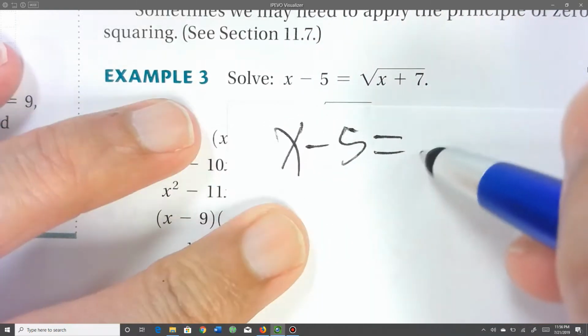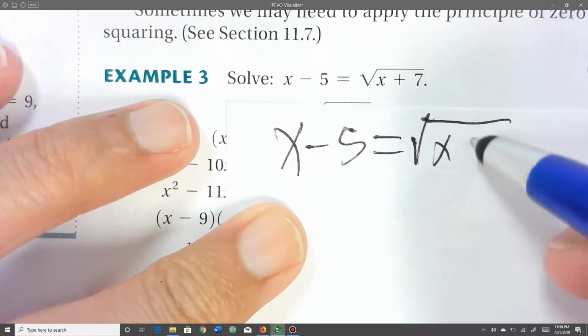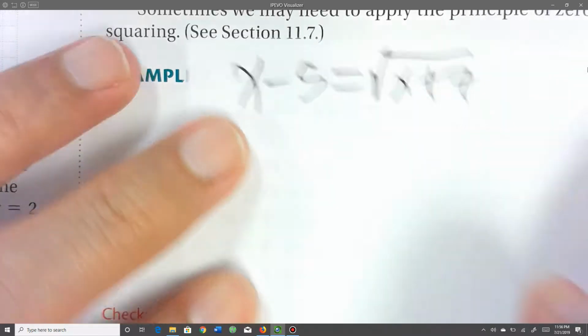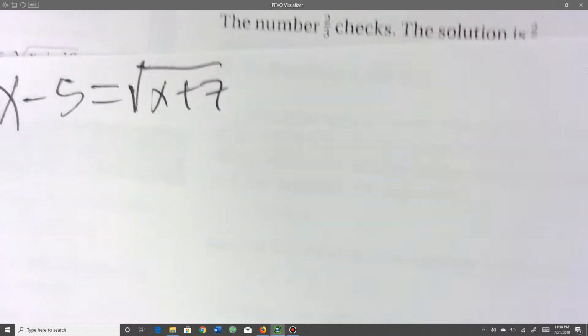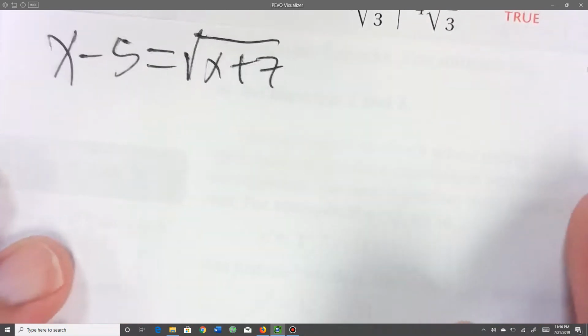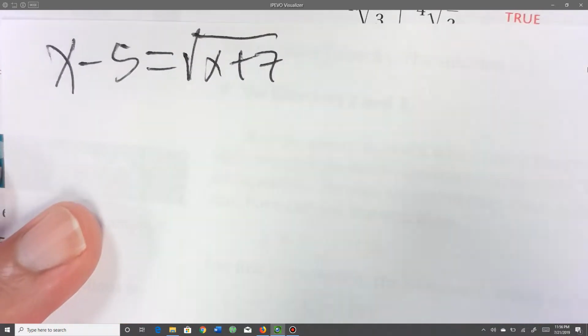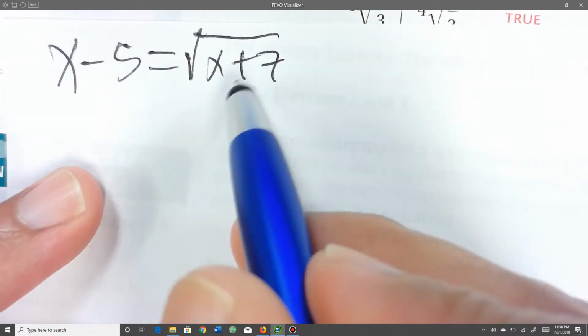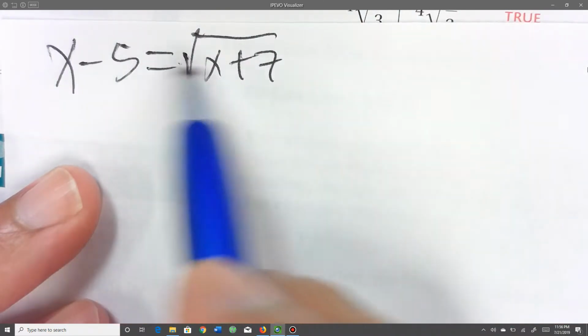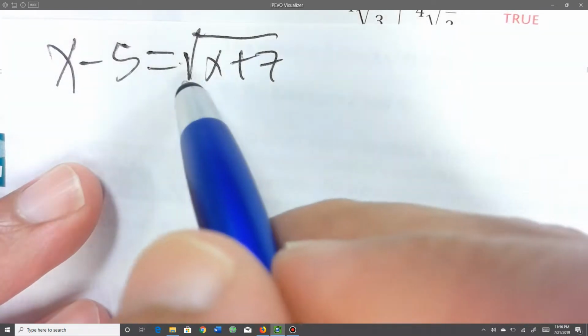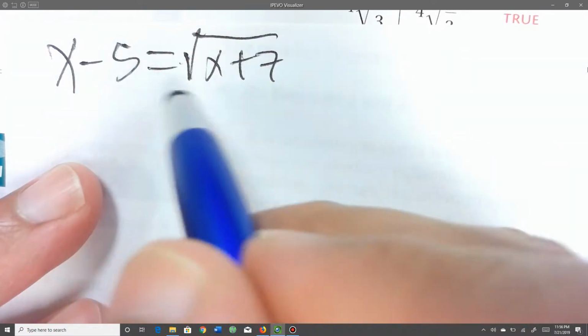With this problem here, I'm just rewriting everything here, x plus 7. That way I can move it up because I ran out of room down here. So I'm just moving it up, that's all. X minus 5 equals square root of x. Okay, so the radical is isolated to one side already. I don't need to do anything else.